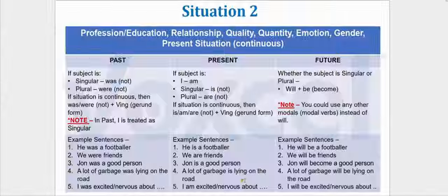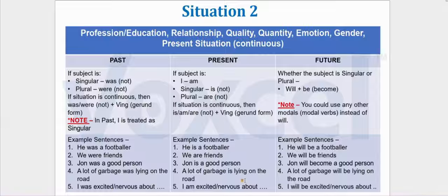So last, you're talking about your emotions. I was excited or nervous about something. I am excited or nervous, or you can choose different emotions. I am happy about, I am sad about, whatever emotion you want to say, you can choose that kind of emotion. Okay, so this is how you will use situation number 2 when you want to talk about these things.